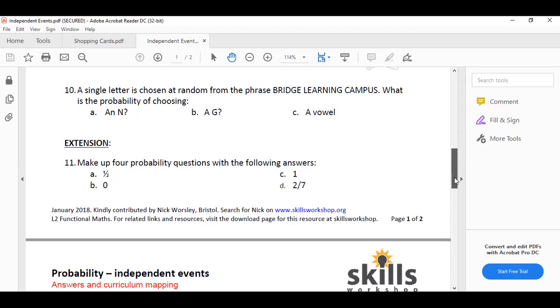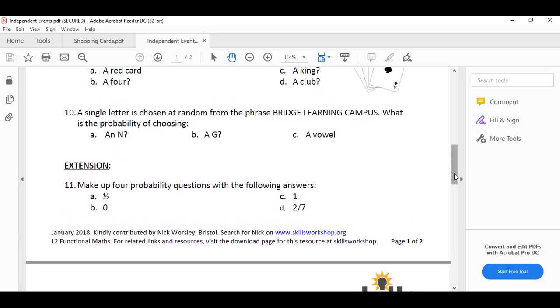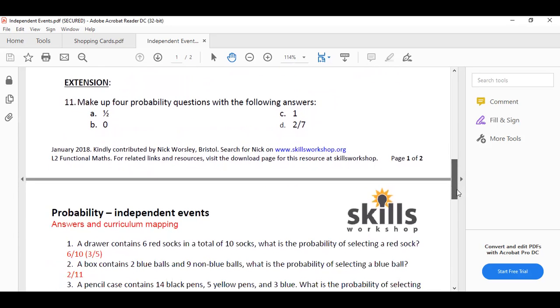An extension: make up 4 probability questions with the following answers. A is a half, B is 0, C is 1, D is 2/7. At this point, if you haven't already, I'd like you to be pausing this video and working through this worksheet, working off the one that's been sent to your emails. Pause this, and then we'll go through the answers. Okay, so at this point, we'll go through the answers.